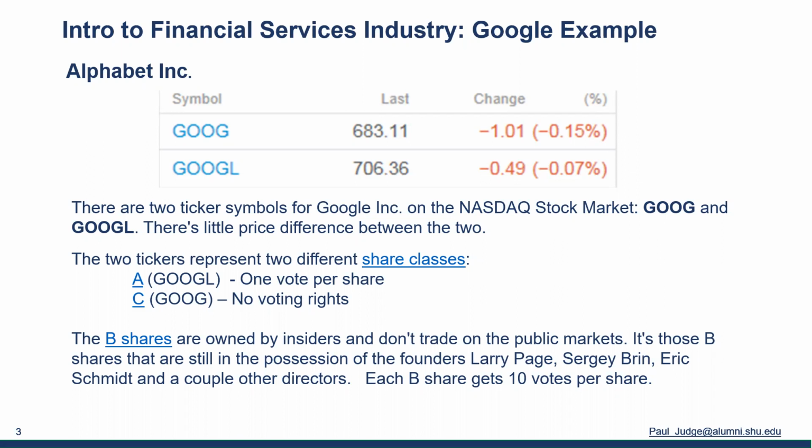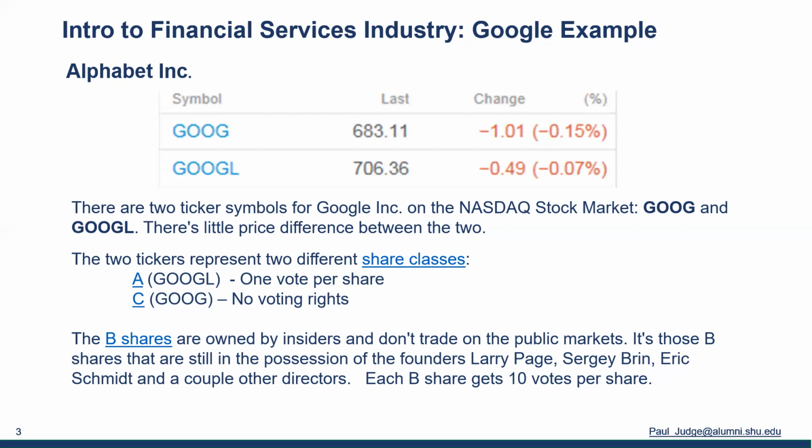The company is the issuer. So the issuer is Alphabet Incorporated. So if you look up, you want to buy stock in Google, you're actually buying stock in an issuer, a company called Alphabet Incorporated. But what's really interesting here is there's a Class A, a Class B, and a Class C issue of Google stock.